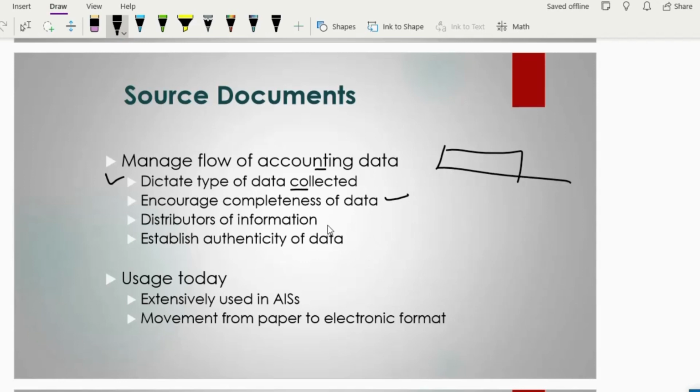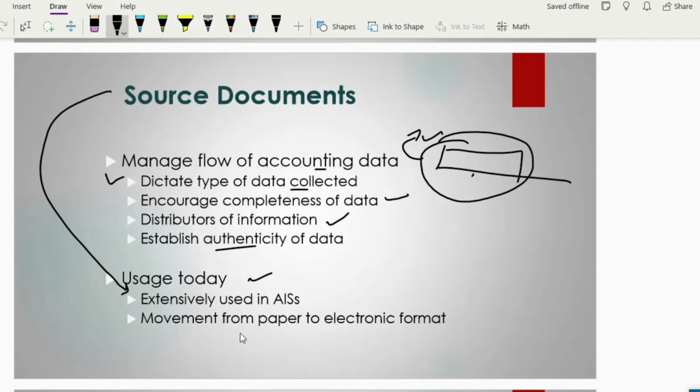Then this source document is the distributor of the information, and if auditors want to check whether the data entered into the system is correct or not, this document will be used as a verification source. So it establishes the authenticity of the data. Nowadays the source document term is very common and is used in accounting information systems. Because of green finance or green accounting, paperless technology is there. Paper is no more encouraged, so these source documents are mostly now in electronic forms, in the form of emails or some letters.